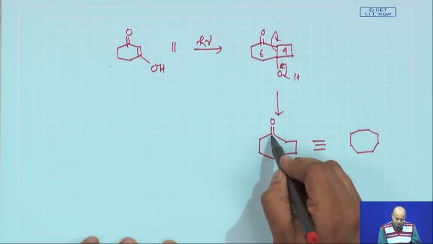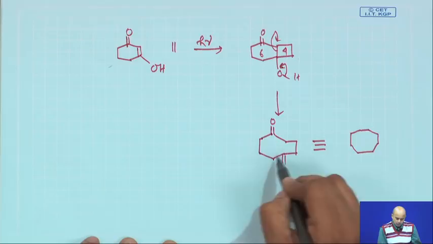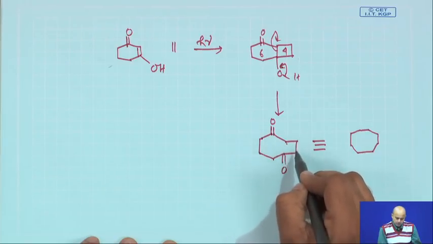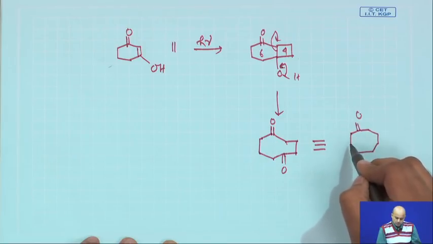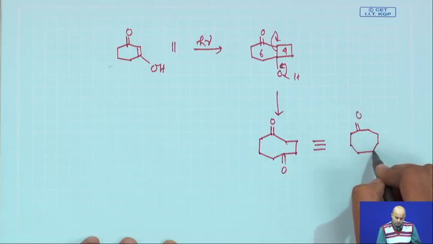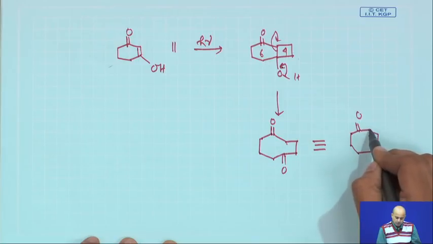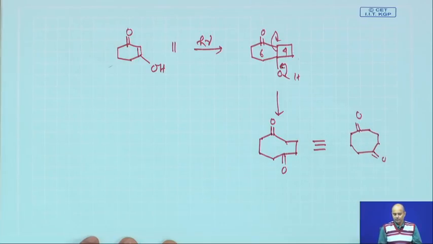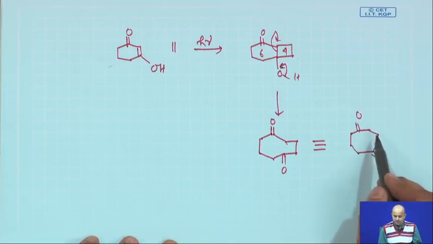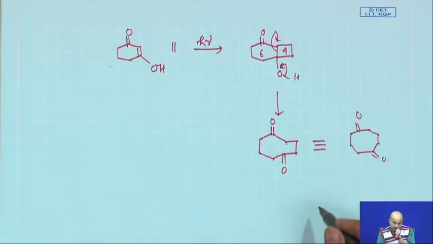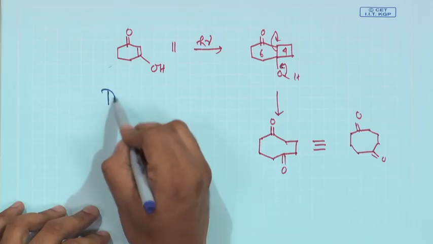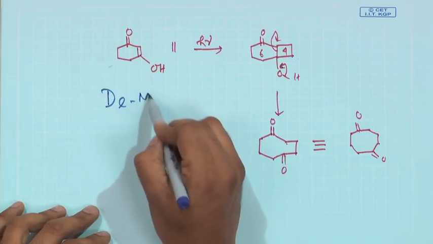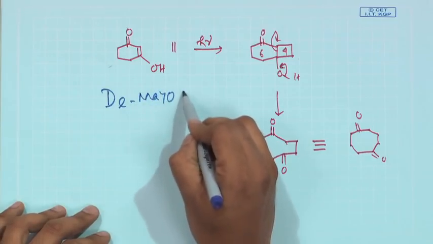Now, the carbonyl position is 1, 2, 3, 4, 5, 1, 2, 3, 4, 5. So, in between basically you are having 3 methylene groups. So, this is the main strategic viewpoint, and this reaction we have already studied is a DMAO reaction.